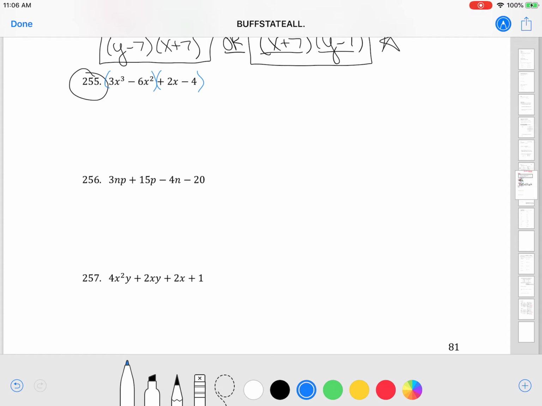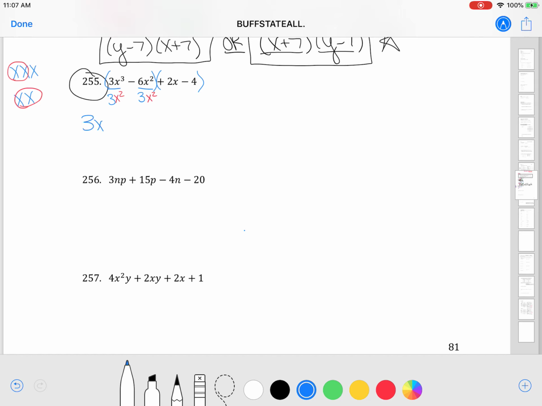Now the GCF of my first group is a little bit tougher, but I look at my numbers first. Between 3 and 6, my GCF is 3. Between x cubed and x squared, remember x cubed is x, x, x, 3 of them. X squared is 2 of them. It's kind of a difficult concept, but look, they both have 2 x's in common. So part of your GCF is going to be x squared. It has to be the greatest common factor. So x squared is the biggest variable that can be taken out of each of them.